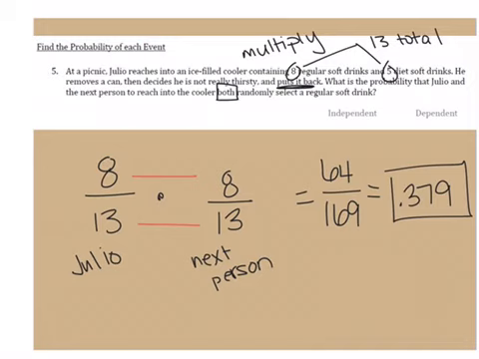So we need to determine if this is independent or dependent. Remember, if you see puts it back, which means with replacement, or the denominators stay the same, that is an independent problem. So since the denominator stayed the same, my total number didn't change, it's an independent problem.